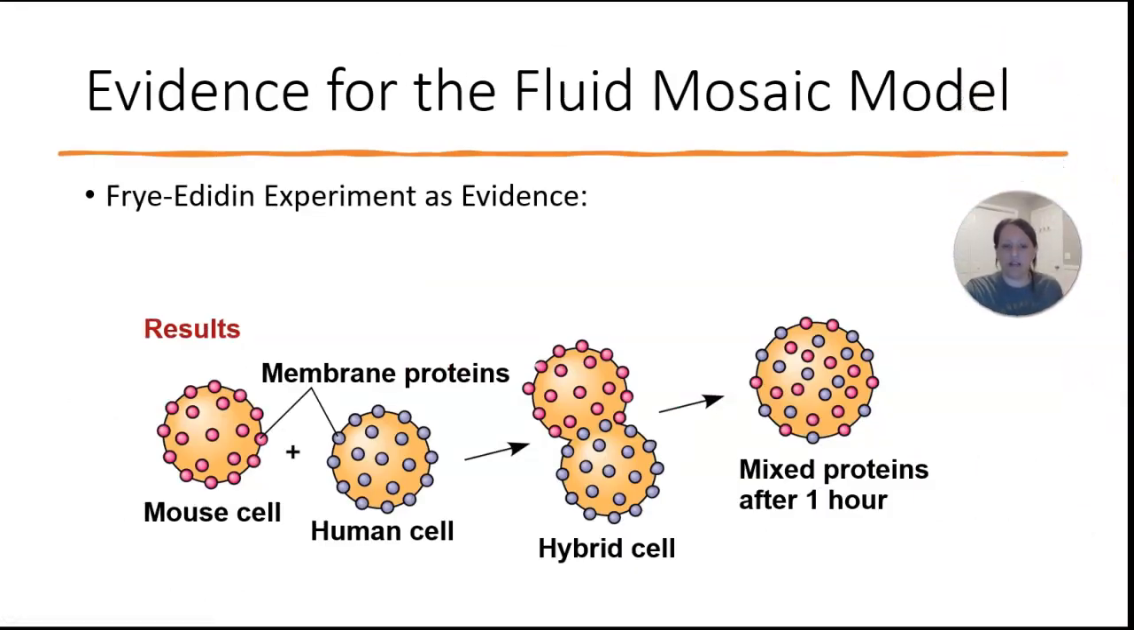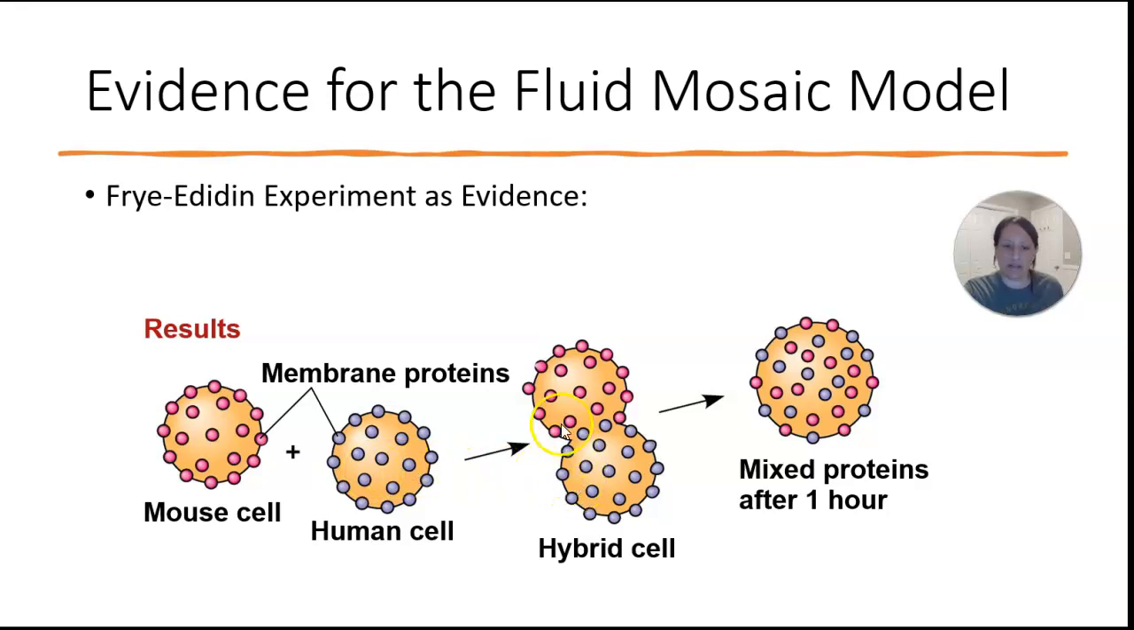Two scientists by the name of Frye and Edidin did an experiment to actually show that the membrane is fluid. They took two different cells, a mouse cell and a human cell, and they labeled the proteins in each of these cells. In the mouse cell, they labeled all the proteins with, in this case, it looks like a pink fluorescent dye. In the human cell, they labeled all proteins with a purple or blue, whatever this color is, fluorescent dye. So two different fluorescent dyes. They then created a hybrid cell. So they allowed these two cells to fuse.